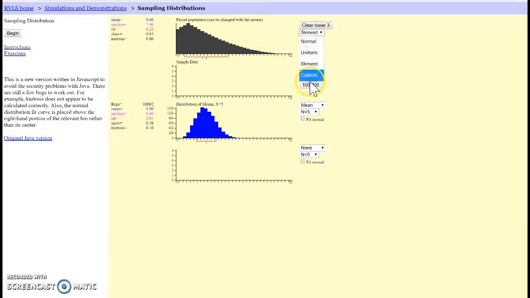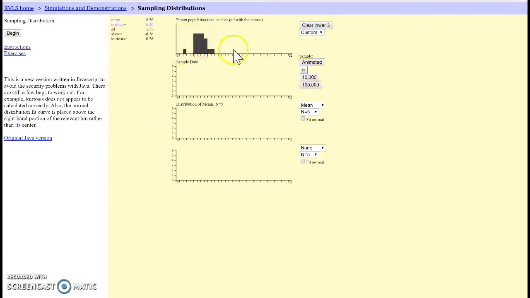I can make any old distribution that I want. I can customize it if I want. So I can maybe make a distribution that looks like this. Let's say that that's what it looked like.